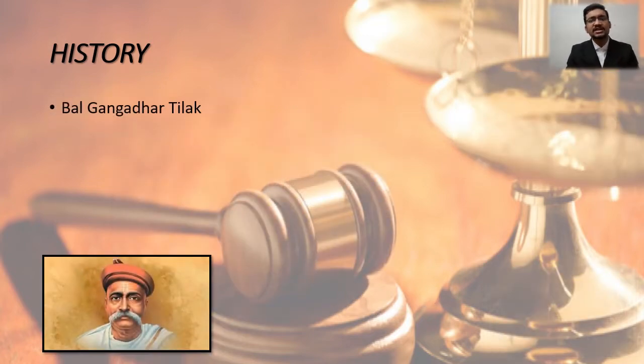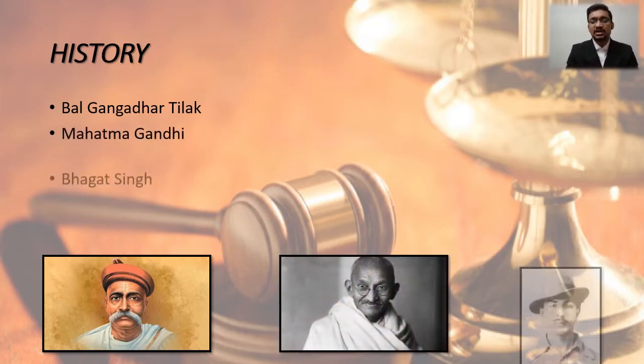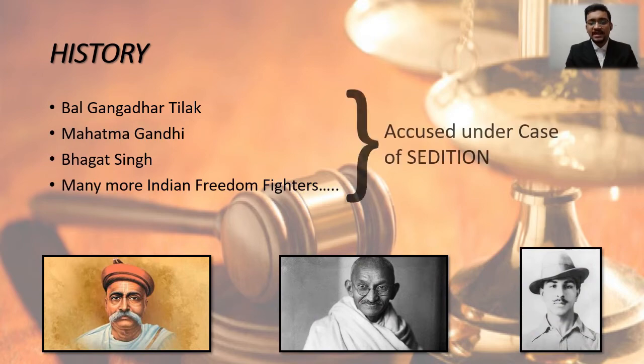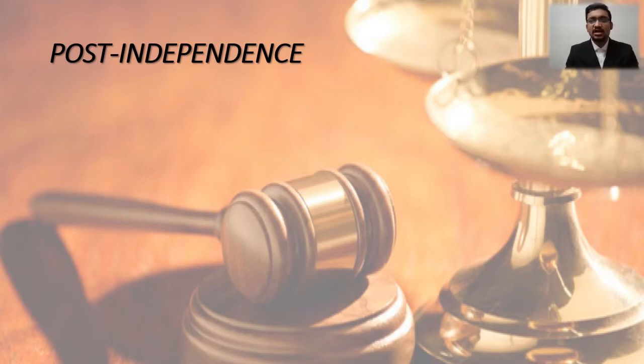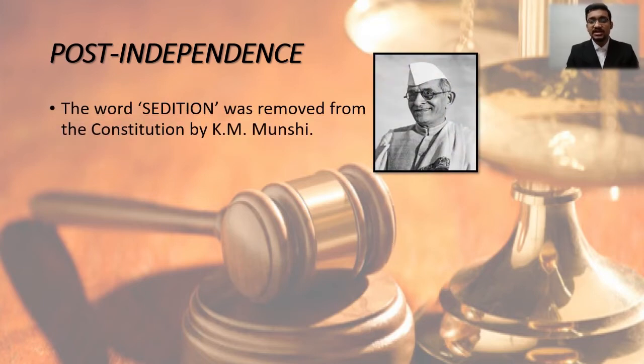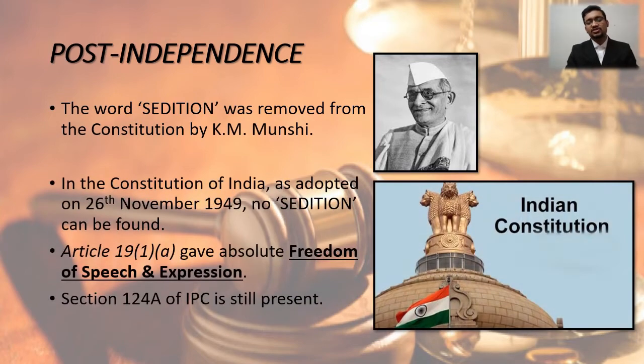Throughout the British Raj, many Indian freedom fighters, including notable persons like Bal Gangadhar Tilak, Mahatma Gandhi, Bhagat Singh, and many more, were accused and imprisoned under the charge of sedition. After we got independence in 1947, this law has been used at different times and in different ways. But the notable point is that the term sedition was dropped from the Constitution of India by K.M. Munshi. Although this word was present in the draft constitution initially, it was removed when the constitution was finally adopted on 26 November 1949.